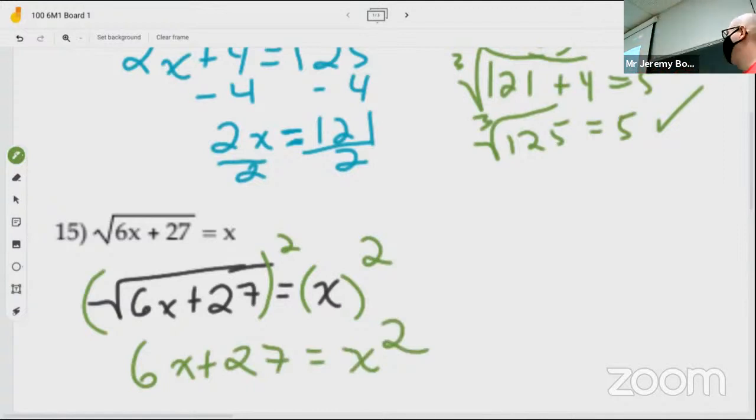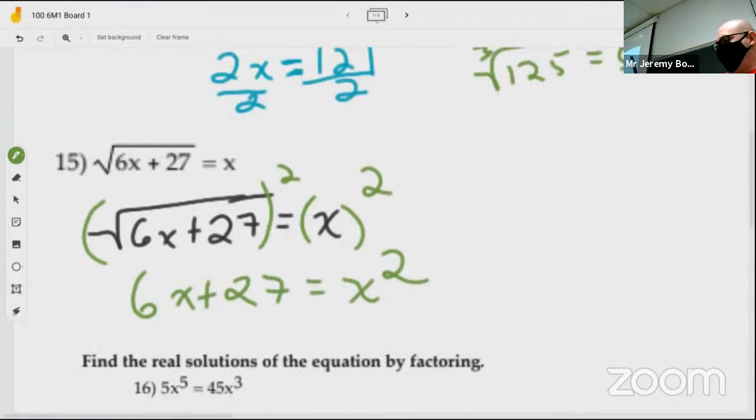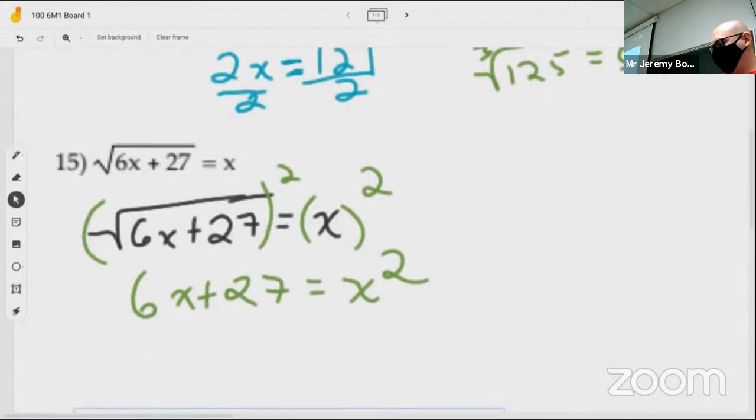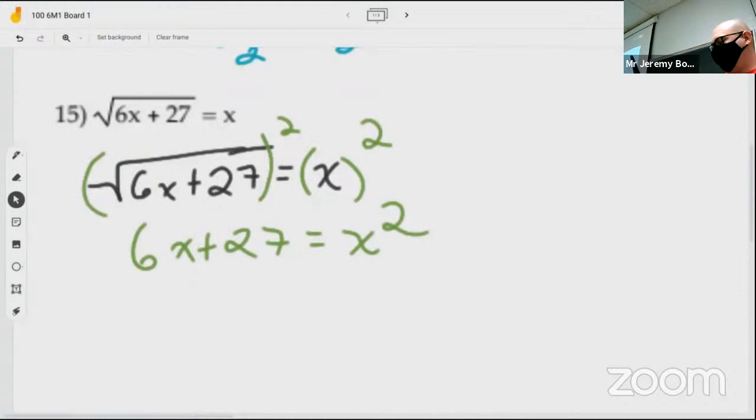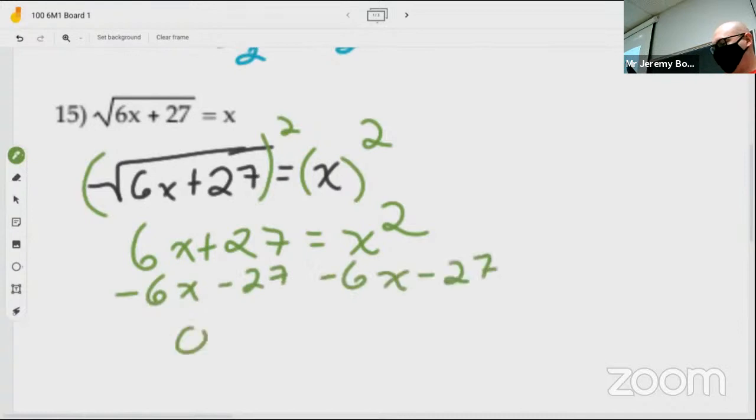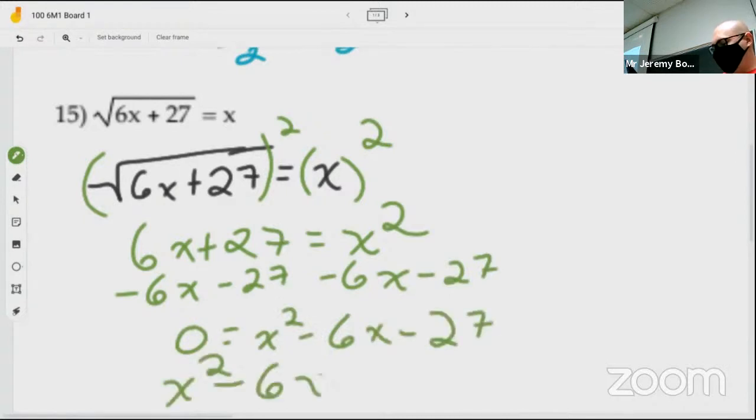So what we end up with is a quadratic equation, right? Remember, for quadratic equations, we want to get one side to 0. I like keeping the square term positive, so what I'm going to do is subtract 6x and 27 from both sides. And so we end up with 0 is equal to x squared minus 6x minus 27, or if you want to write it the other way, that's fine too. Any questions on that?